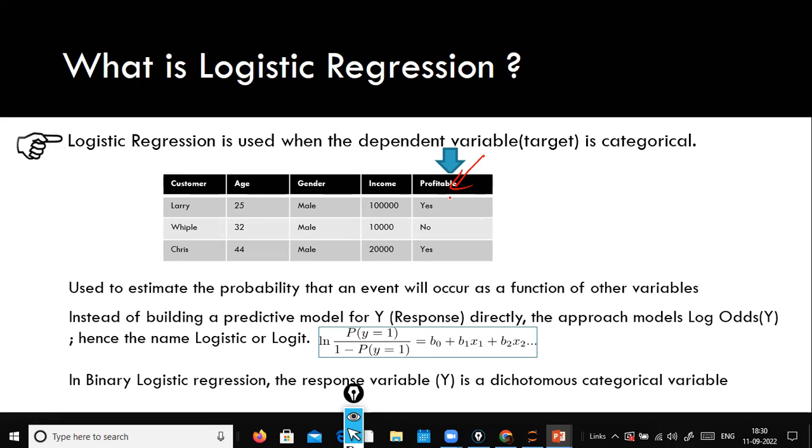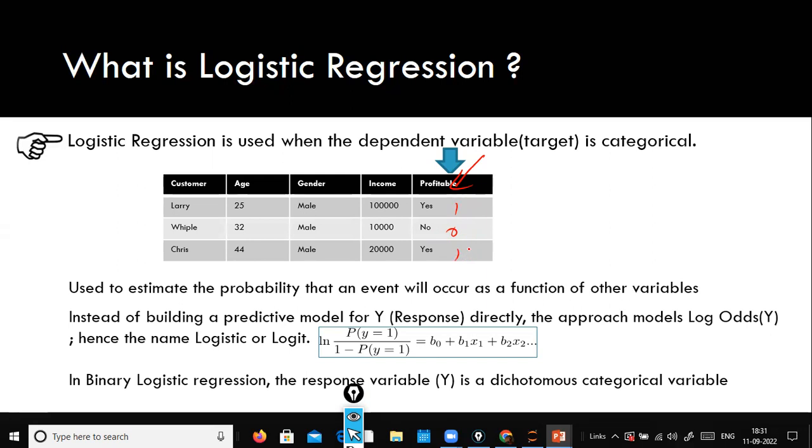Linear regression is used when the dependent variable is continuous. Continuous means a quantitative variable, but this is not a quantitative variable. So you might be asking, I'm just encoding it as 1 and 0, so can't I say it's a continuous or numeric variable? No, because we just did the encoding here, but this is still a categorical variable.